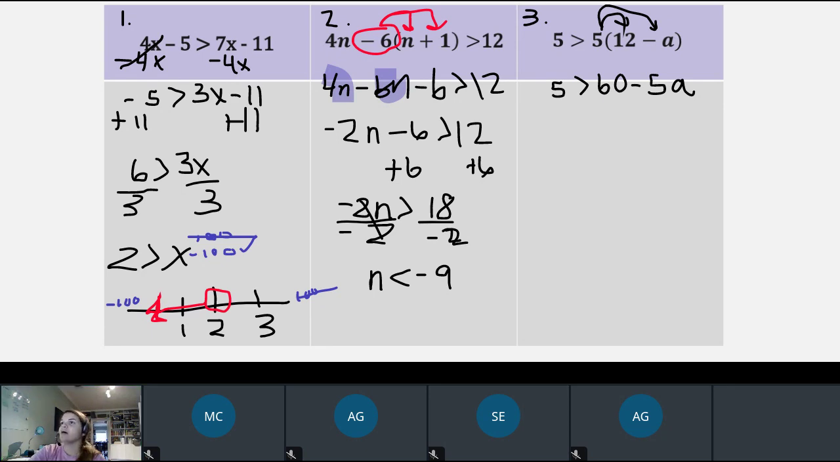Anybody? Yeah, there you go, Aitana. We're going to subtract 60. So remember, we want to leave our variable alone. Our variable is a, so we're actually going to leave a for right now. We have this positive 60. We need to move away from it. So let's go ahead and subtract 60 from both sides. And if you need to use your calculator, please do. Just type in 5 minus 60. That way we don't make any silly math errors. Okay, we're going to get -55 is greater than -5 times a.